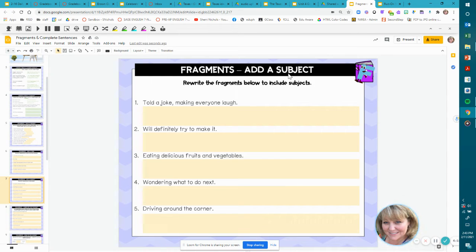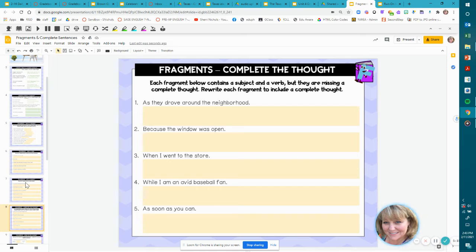Told it to, on this one, we're adding a subject. So subjects are nouns or pronouns. Rewrite the fragment below to include subjects. "Told a joke, making everyone laugh." Well, who told the joke? So you would say, "The 7th grade teacher told a joke, making everyone laugh." Just make sure you're adding in clearly who told the joke.